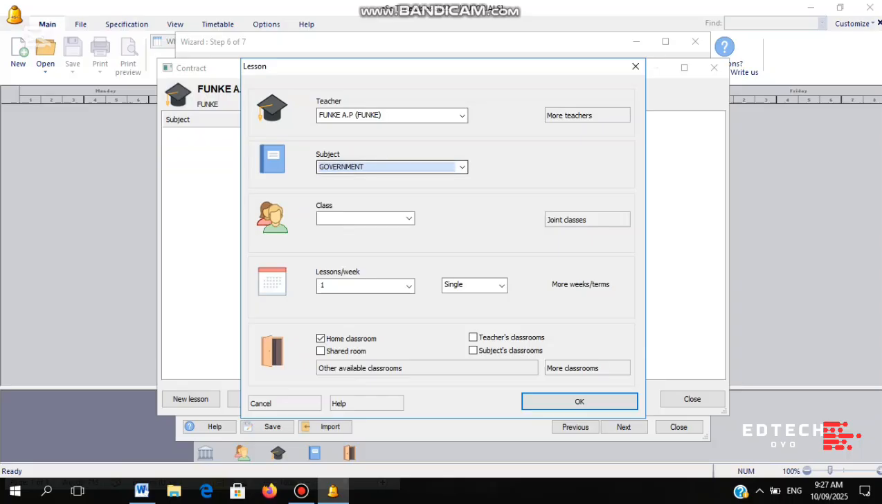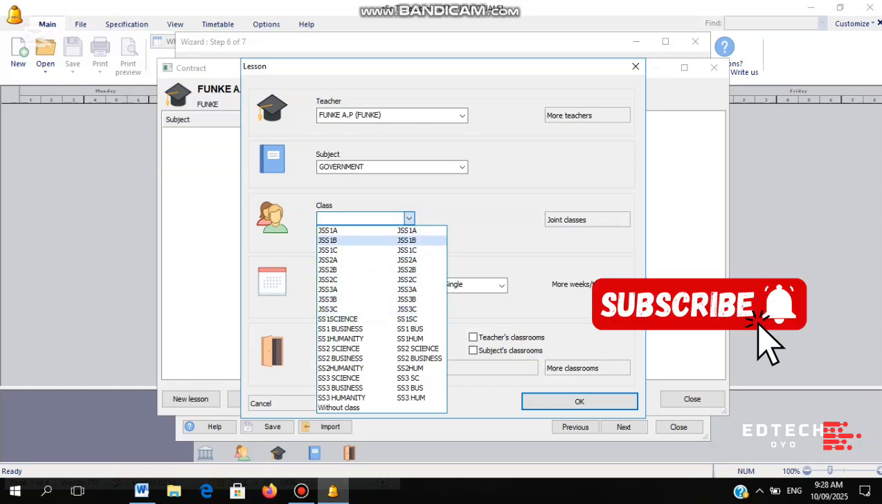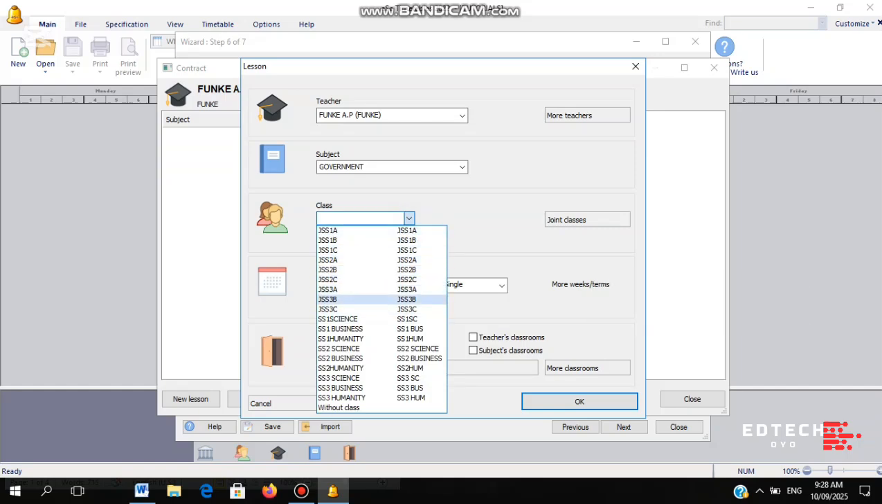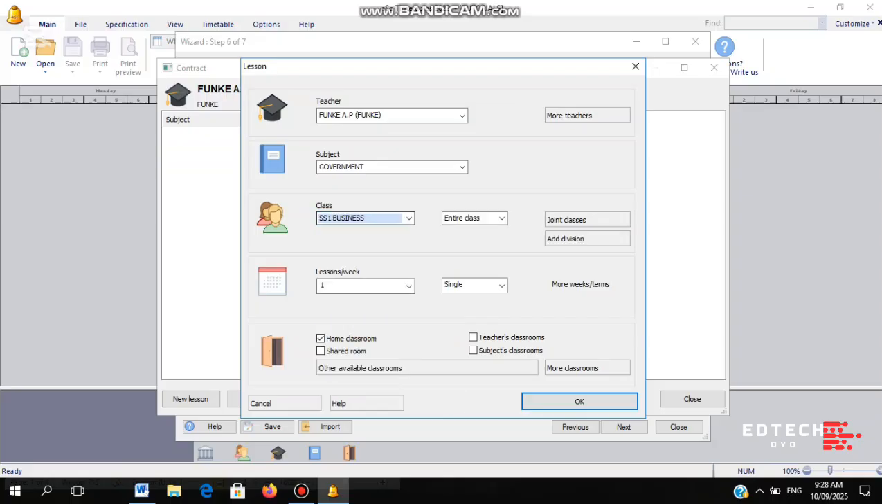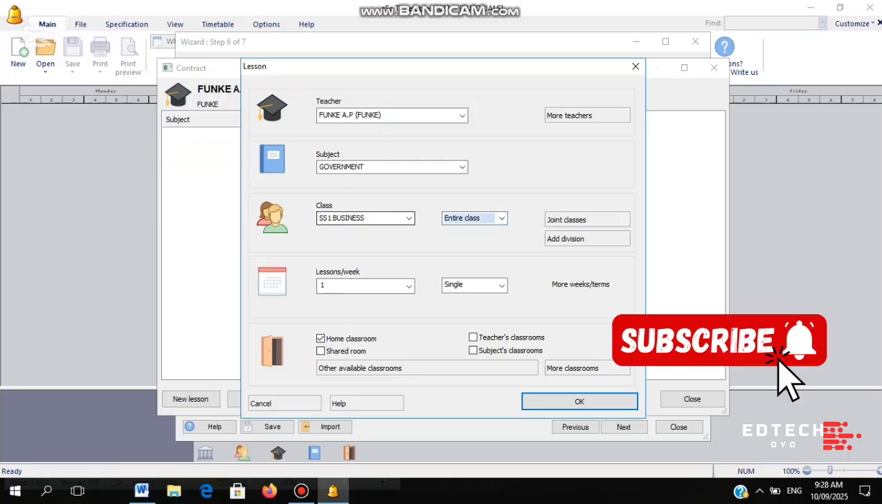Business, that is the commercial class, and the humanity class, the art class. The two of them are doing it. So assuming that you want to join these two classes together, assuming the woman is teaching SS1, SS2, SS3, SSS1 now. SS1 business, government, entire class. It's the entire class, of course, because it is everybody that is doing government in SS1 business.